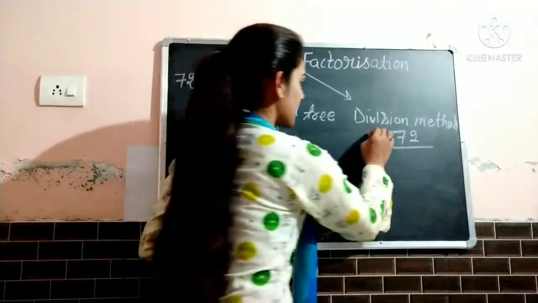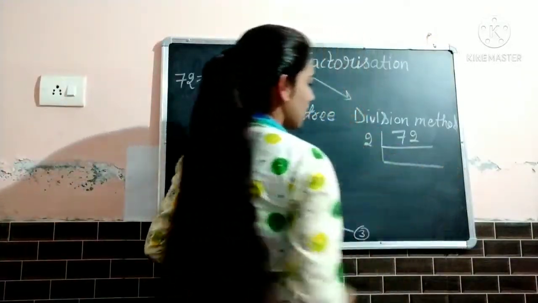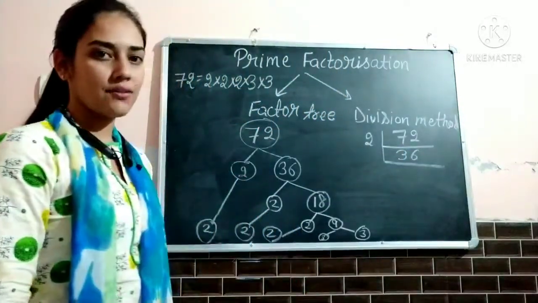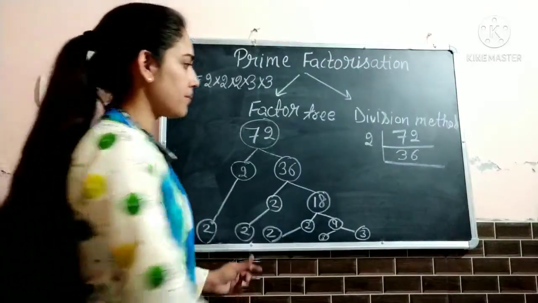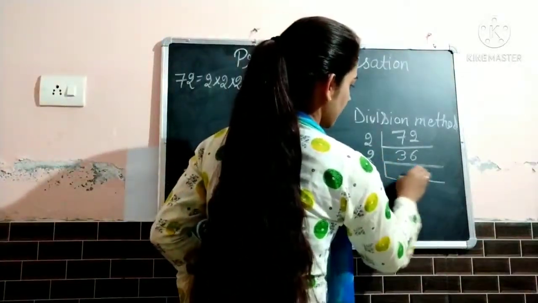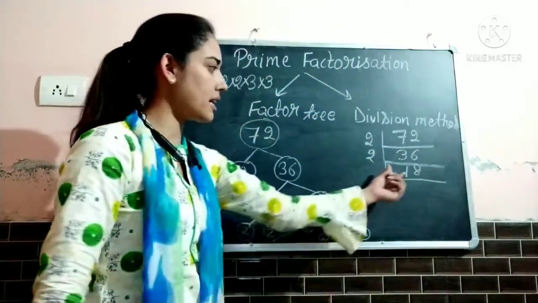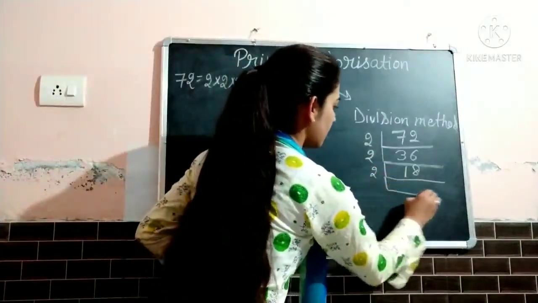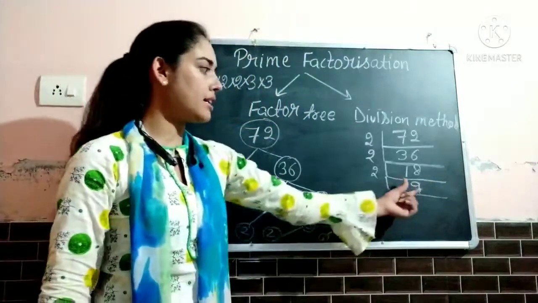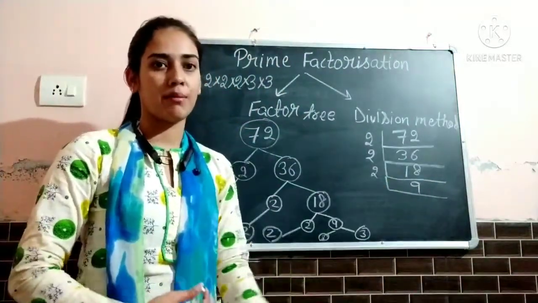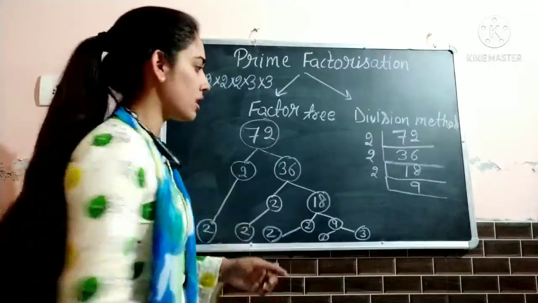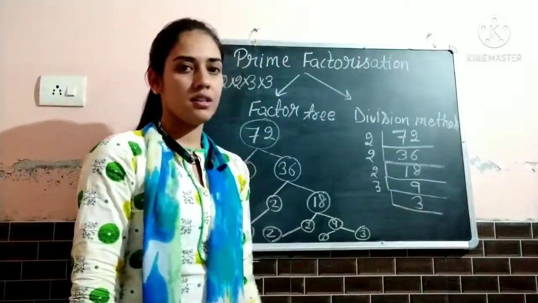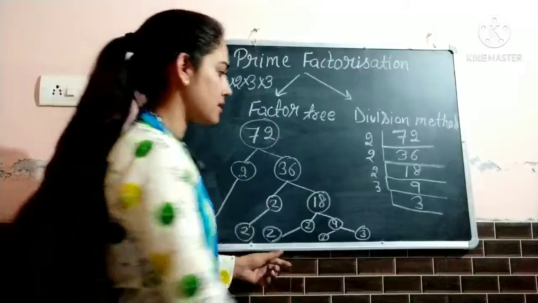If it is divisible by 2, then divide 72 by 2. So 2 3s are 6, 2 6s are 12. It is 36. Now again, if 36 is divisible by 2, then divide by 2. So 2 18s are 36. Just write down the quotient here. Now 18 is again divisible by 2. 2 9s are 18. Now 9 is not divisible by 2, so we will move to the next prime number. 9 is divisible by 3. So 3 3s are 9. Now 3 is left here, and 3 is divisible by 3. 3 1s are 3.